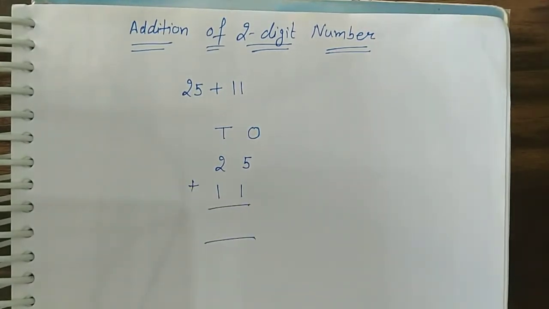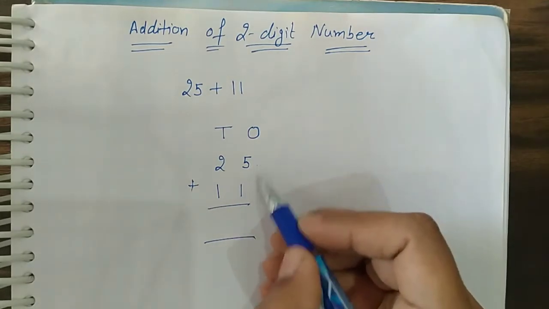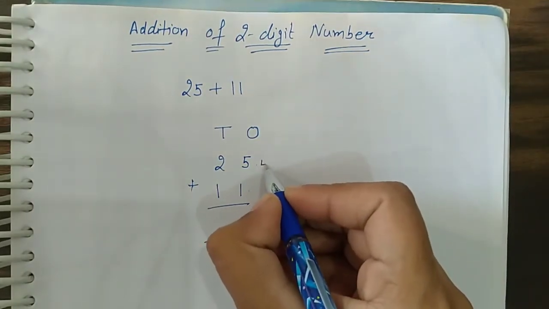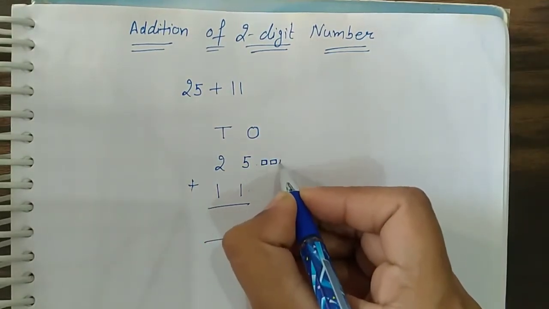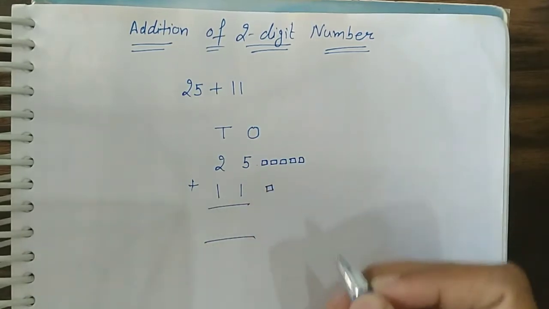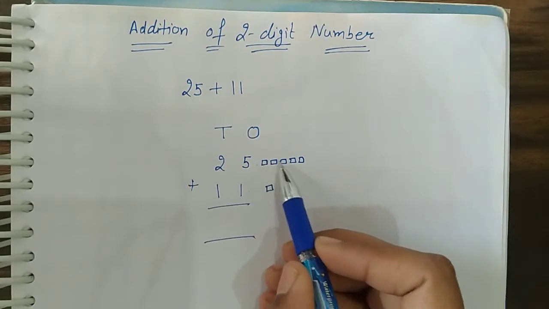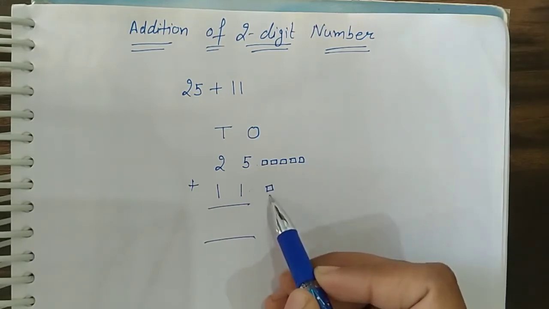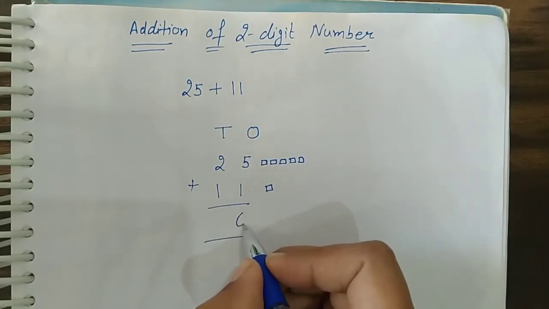First add the ones place digits. 5 and 1. Count the blocks: 1, 2, 3, 4, 5, 6. So here I write 6.